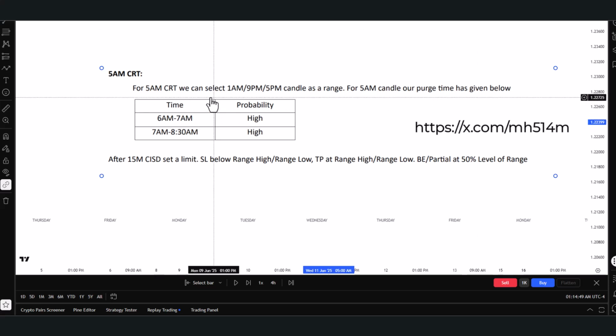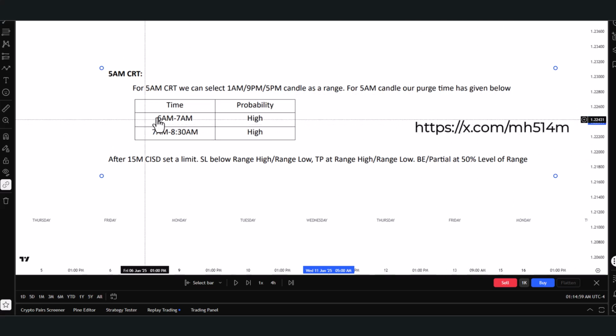For the 5 am CRT, we can select the 1 am, 9 pm, or 5 pm candle as a range. For the 5 am candle, our purge times are given below. 6 to 7, high probability. 7 am to 8:30 am, high probability. Suppose we have selected the 1 am candle as a CRT. We will mark out the CR high and CR low and wait for an M15 purge. If on M15 a purge occurred during this time period, then our trade will be high probability.